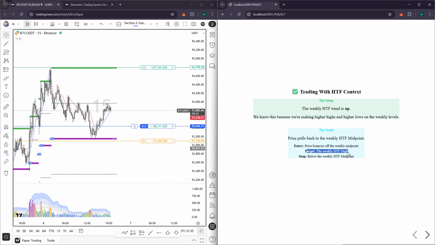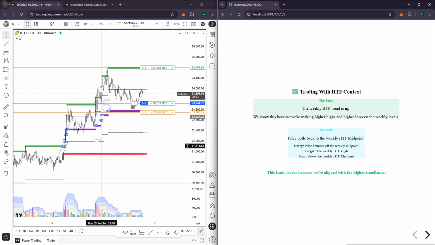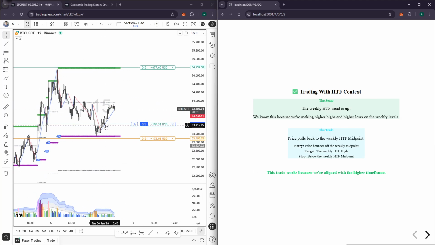And the stop will be below the swing low, or below the midpoint low. So this trade works because we're aligned with the higher time frame. I have executed this trade live, and this statement holds true, because we've seen that.